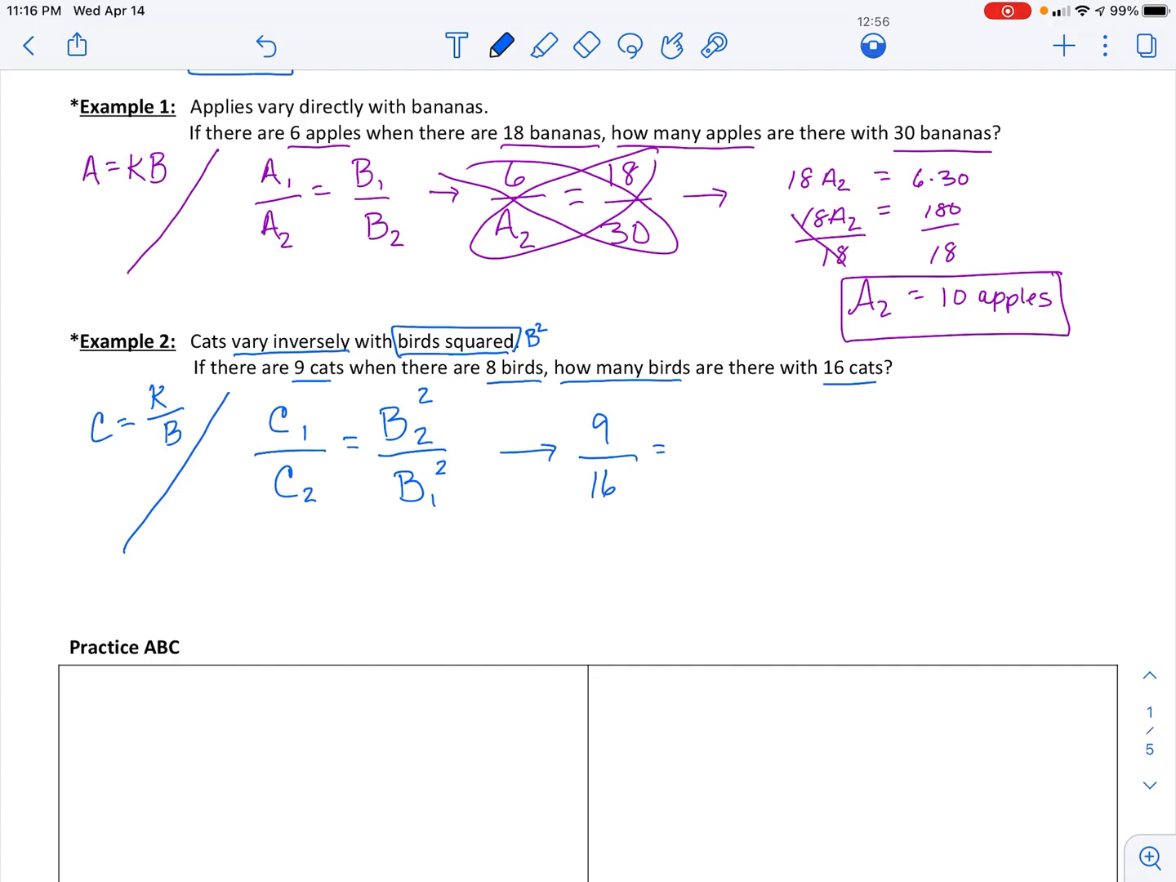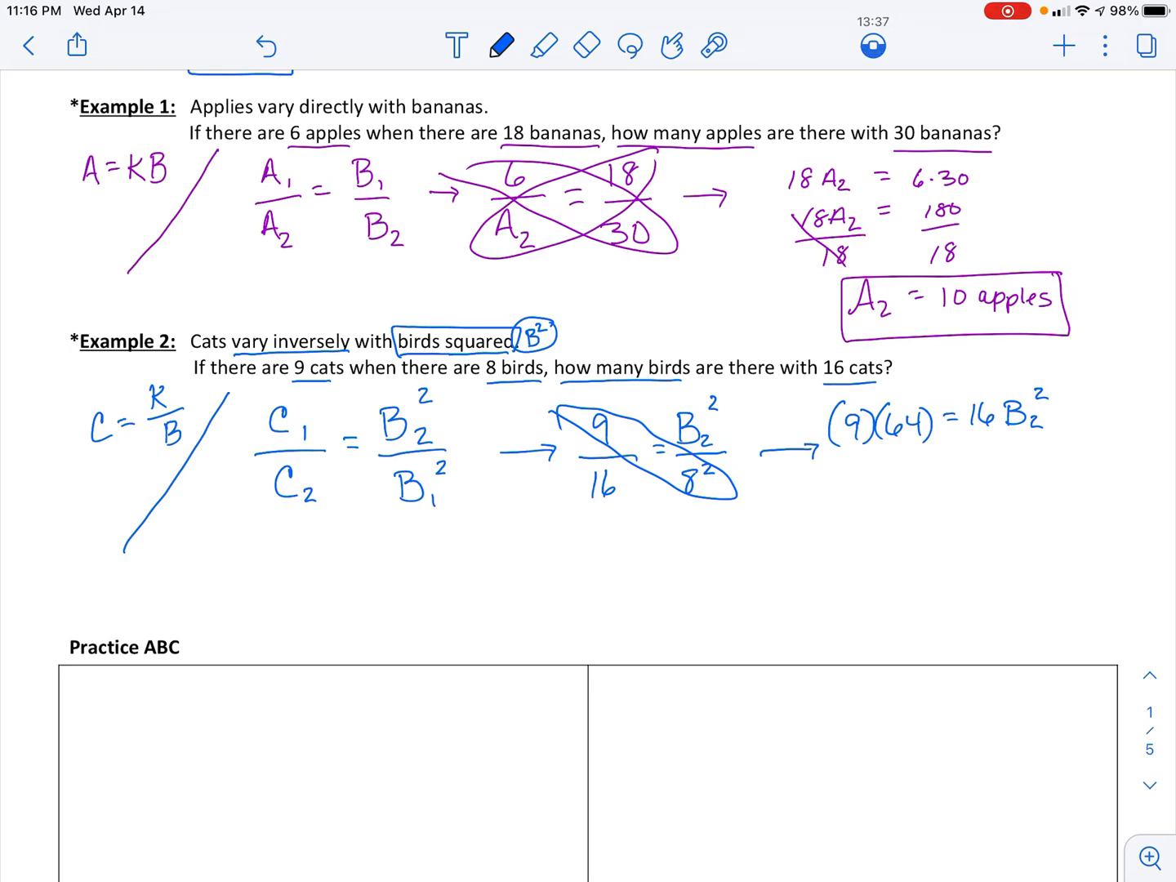We're trying to find how many birds there are in the end, so that will be the second one with a little sub 2. And we're going to square that. Birds in the beginning were 8, and it's squared, because that's what it says on the problem, remember? All right, let's do our cross products over here. We're going to have 9 times 64. If I do this, 8 squared is 64, so 9 times 64 equals 16 b sub 2 squared.